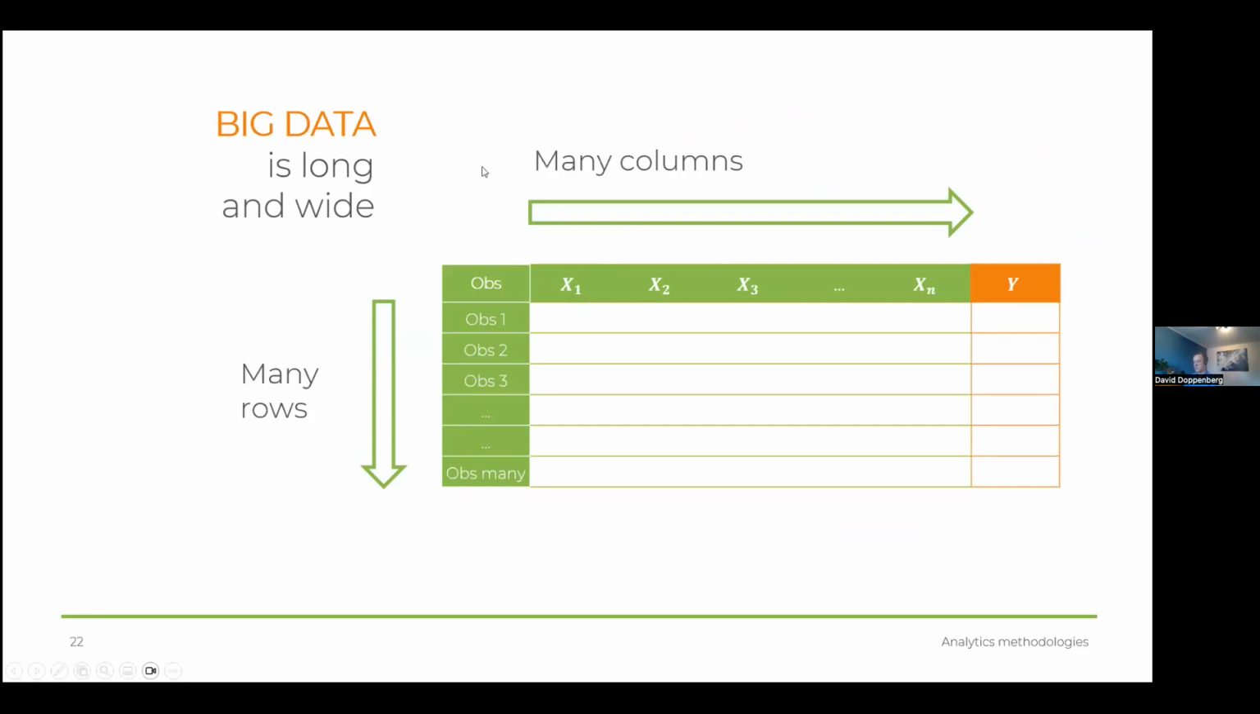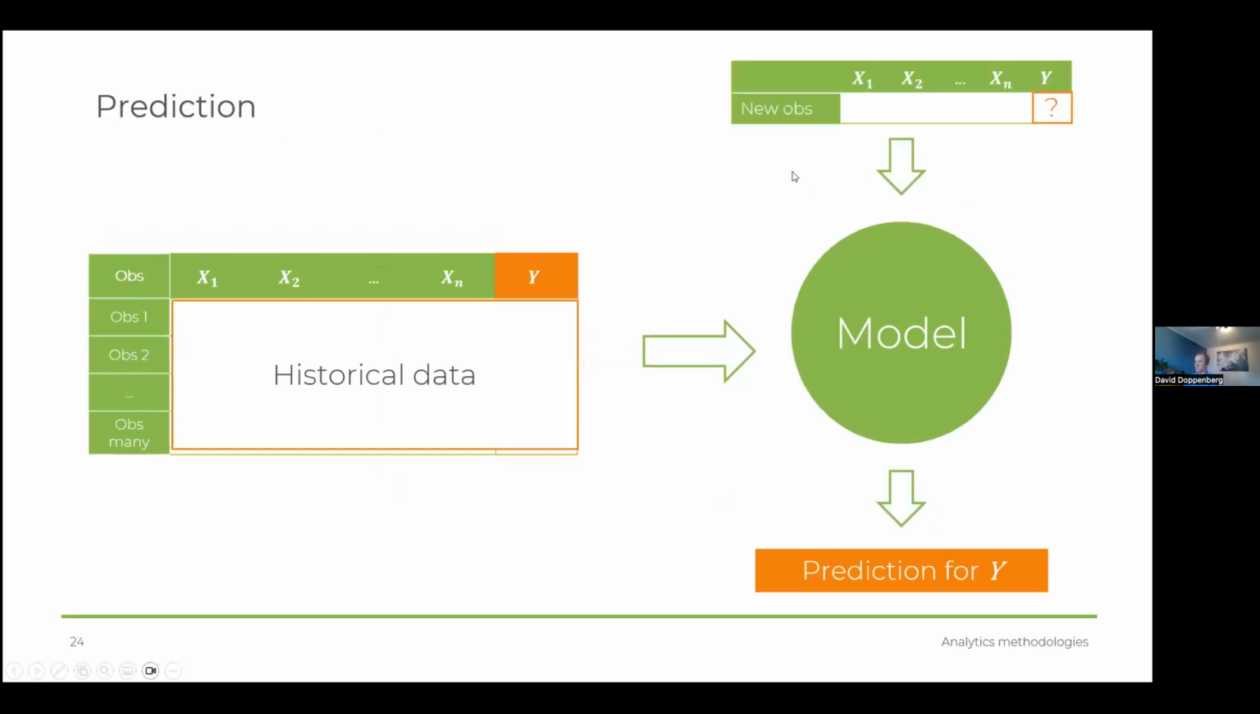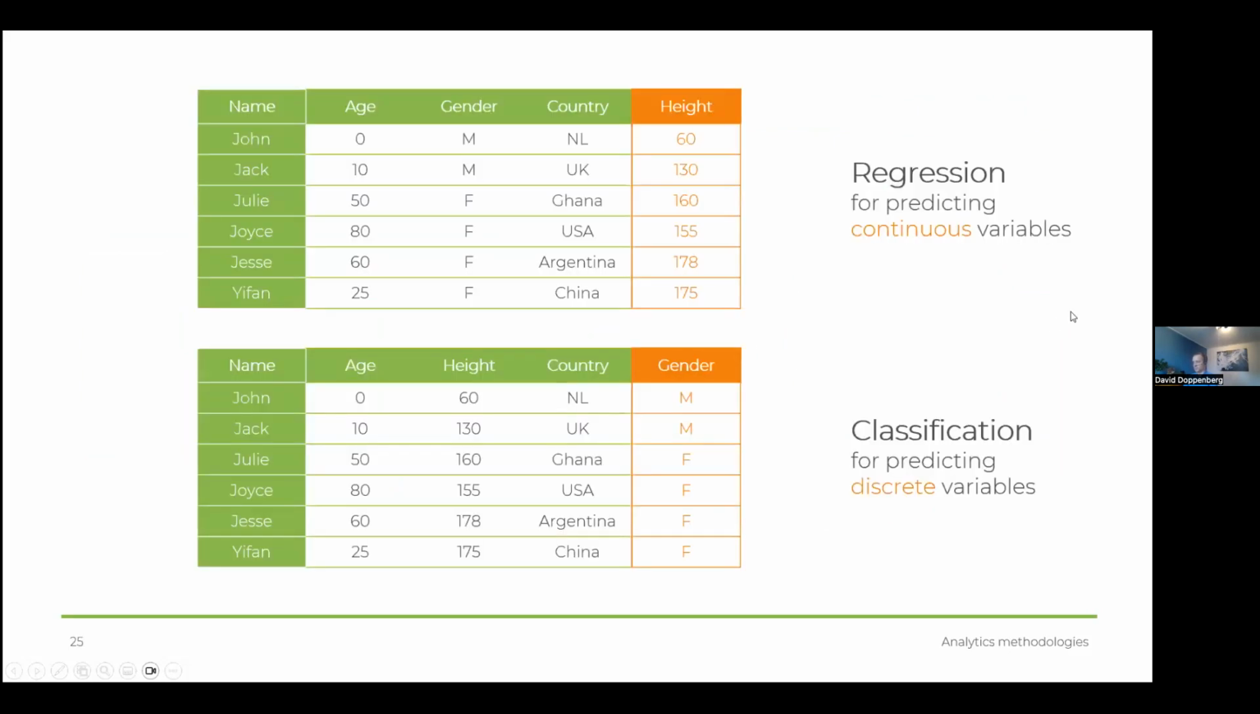Yeah, basically so many rows and columns that it won't fit in your Excel. So when we have our data set of historical data, we want to train our model based on that. And the model is typically, you could think about an algorithm or a classifier. Then when we have trained our model and we get a new observation where we don't know the target variable yet, we feed this new observation into our model based on the features that we have. It will generate a new prediction. That's basically how prediction works for machine learning.